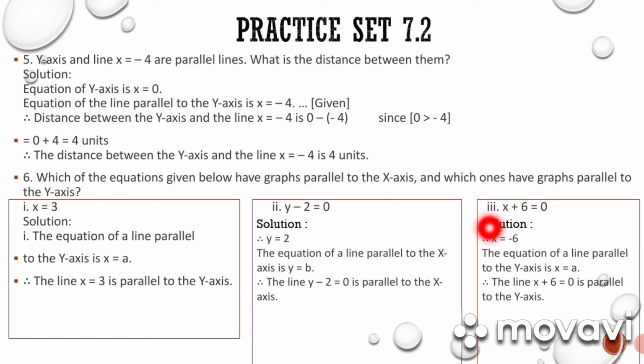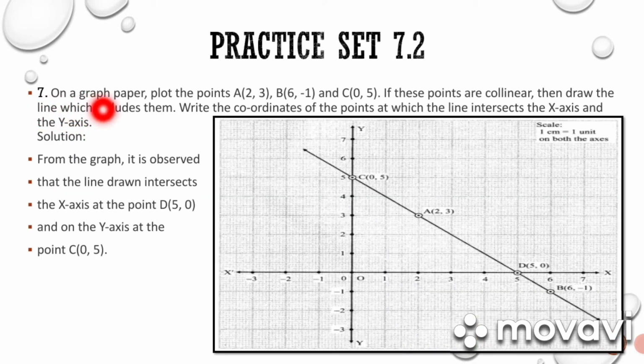In subdivision 3, x + 6 = 0. Therefore, x = -6. The equation of a line parallel to the y-axis is x = a. Therefore, the line x + 6 = 0 is parallel to the y-axis. Question 7. On a graph paper, plot the points A, whose coordinates are 2 and 3, B, whose coordinates are 6 and -1, and C, whose coordinates are 0 and 5. If these points are collinear, then draw the line which includes them. Write the coordinates of the points at which the line intersects the x-axis and the y-axis.